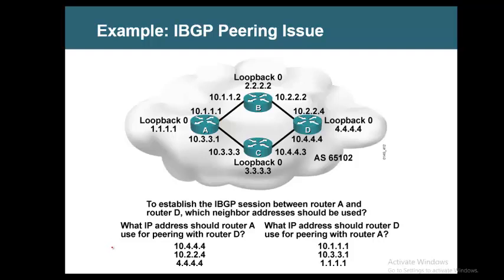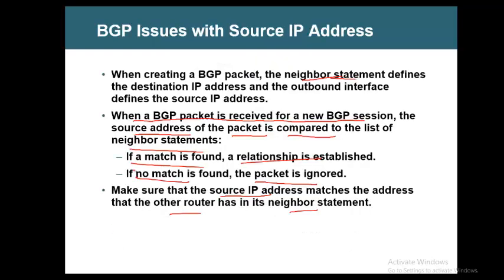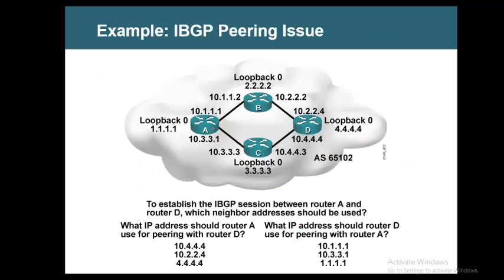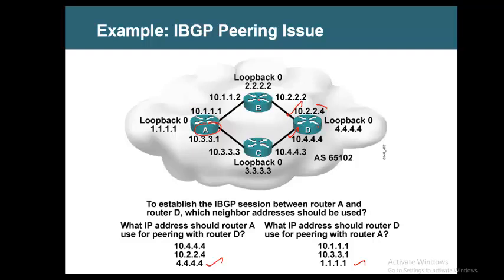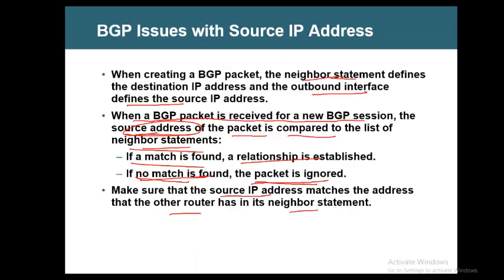Forming a neighbor with loopback is good, but the problem is, we saw on the previous page, the source address of the packet is compared with the neighbor statement. We are saying on router A 4.4.4.4 as a neighbor, and on router D we are saying 1.1.1.1 as a neighbor. Now, when router D sends a packet, it will use any one of the exit interfaces. The outbound interface address is defined as the source. So if the source address is this, when the packet approaches router A, it will check whether the source address matches the neighbor statement. It doesn't match, so the packet will be ignored. The neighborship will not happen.